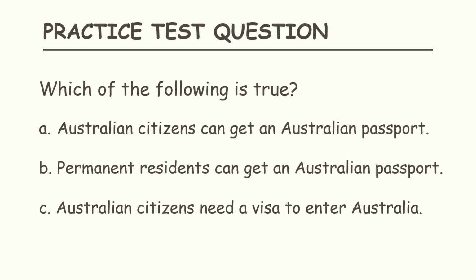Let's have a look at a practice test question. Which of the following is true? A. Australian citizens can get an Australian passport. B. Permanent residents can get an Australian passport. C. Australian citizens need a visa to enter Australia.